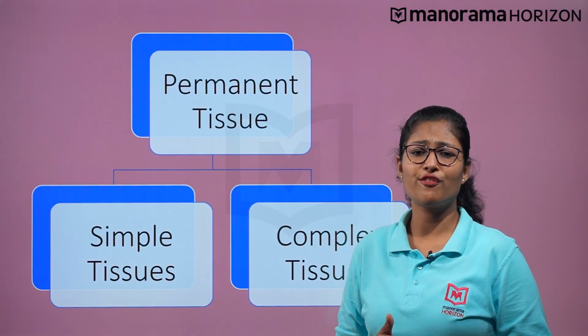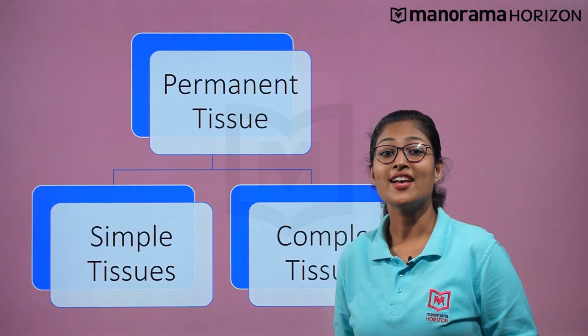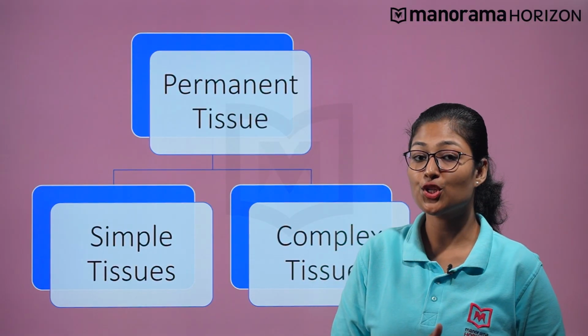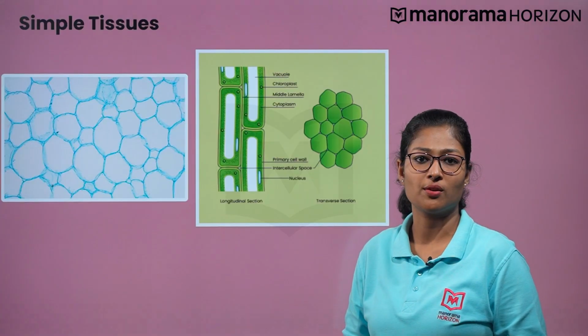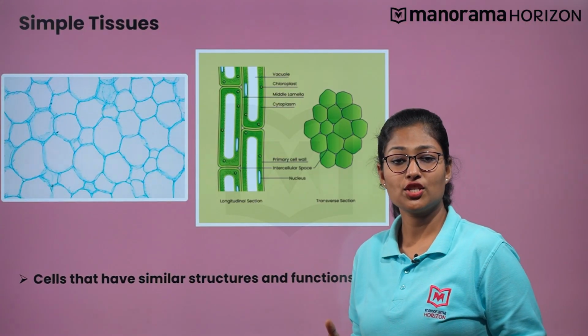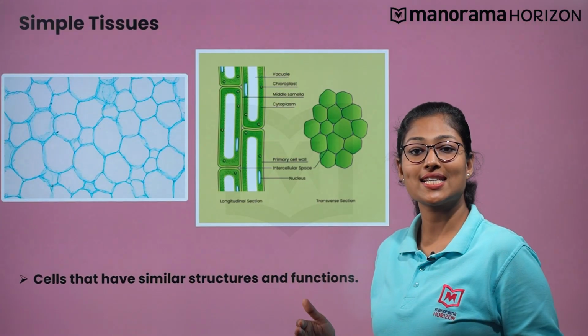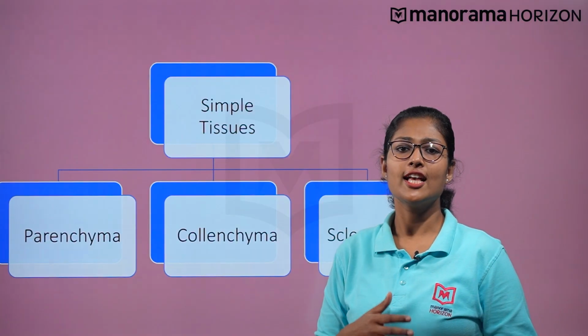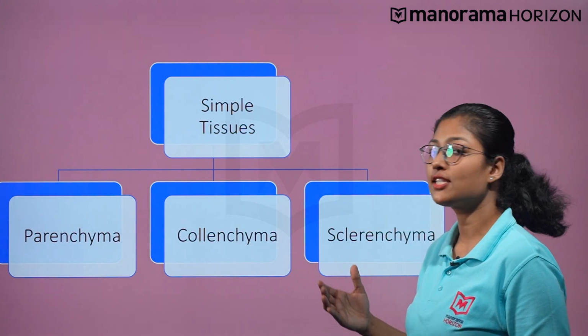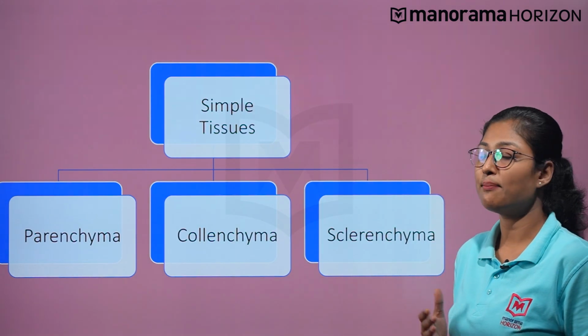Then, how will you define simple tissues? They are permanent tissues having all the cells similar in structure and function. First, let us list a few examples of tissues one by one.